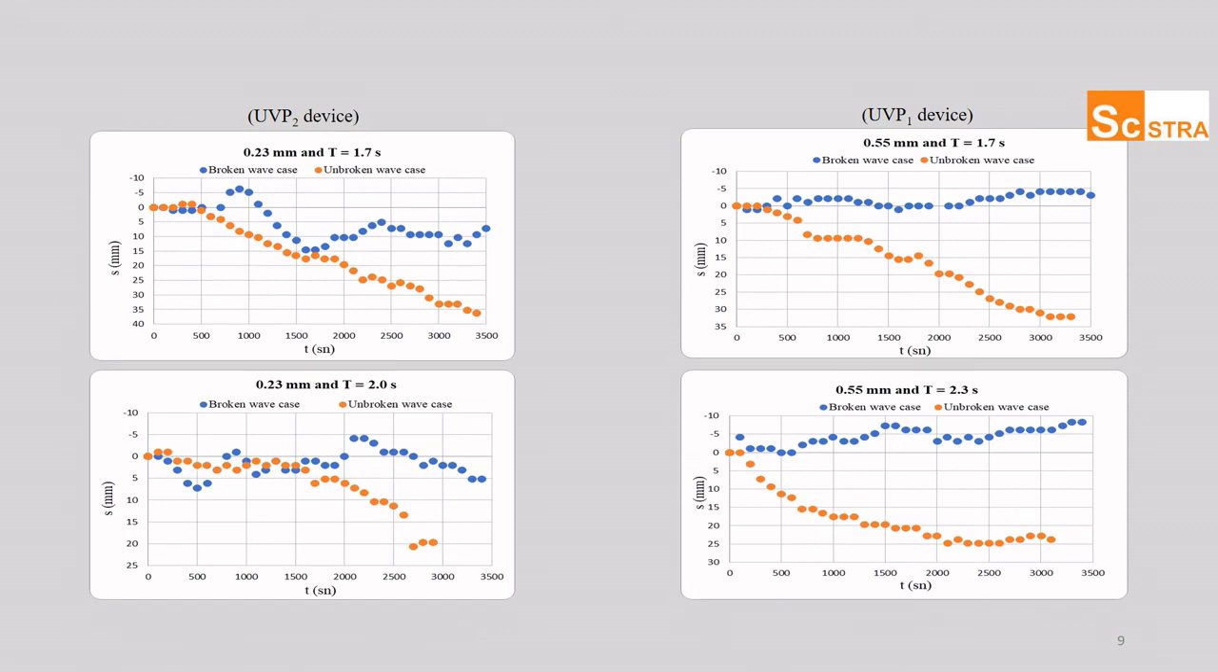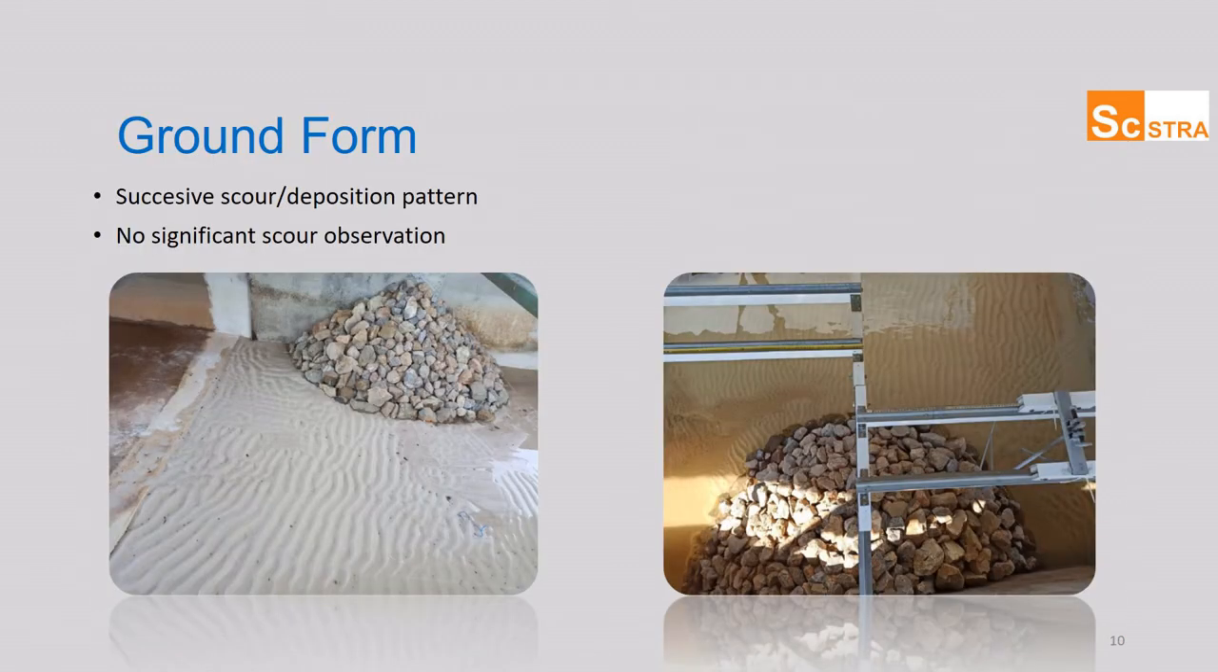As you see, the scour is very small when the waves are broken. In these pictures, the morphological forms of the bed, like ripples, can be seen. Conclusion: in this experimental study, the deficiency in the literature was eliminated by examining the local scour at the head section of the rubble mound breakwater for the broken wave case.